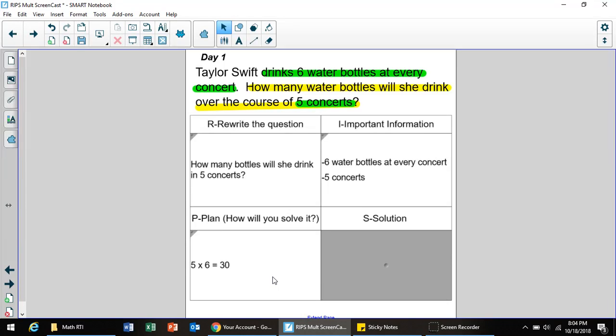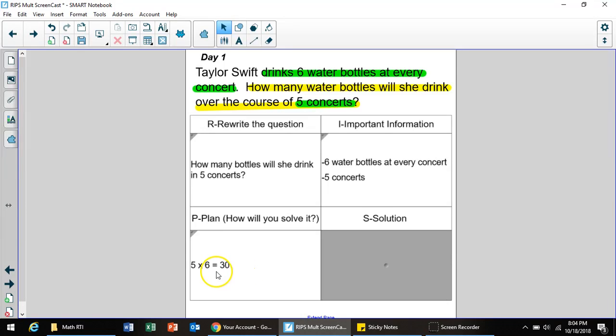I could use drawing an array. I could use drawing equal groups. I could do 5 groups of 6. All right. At this point, you would use whatever strategy works best for you if you don't already know that 5 times 6 equals 30. So this is where you would do your work. And the next step is the S part, and it stands for the solution.